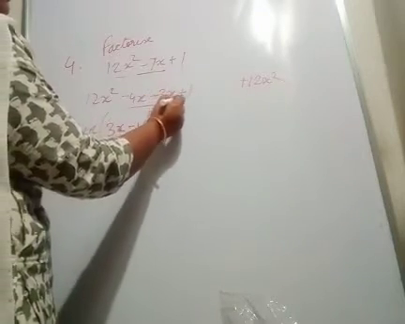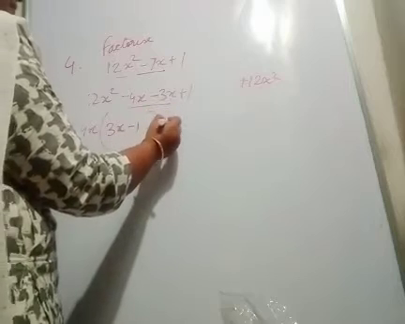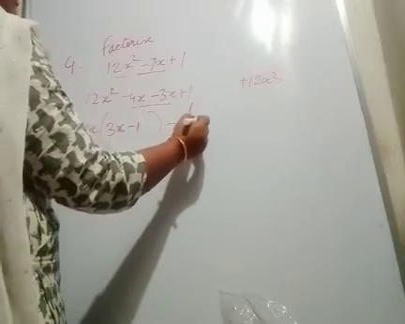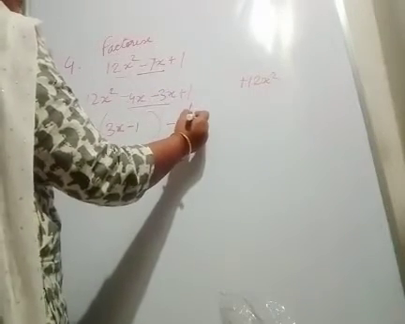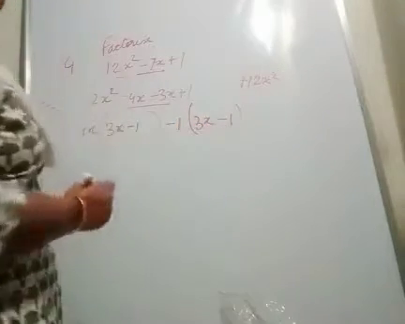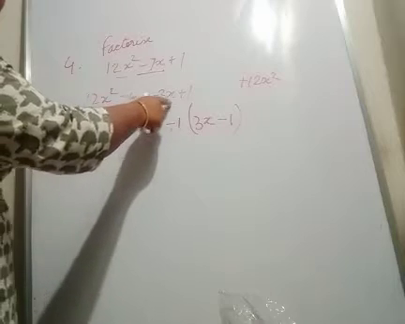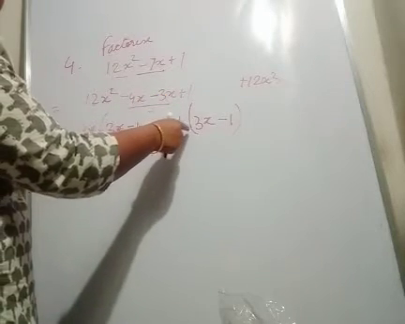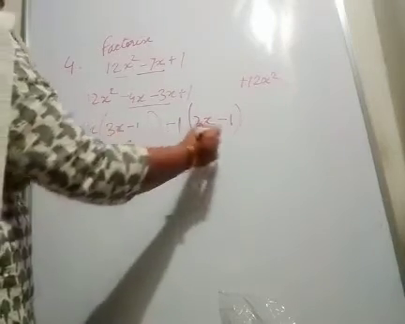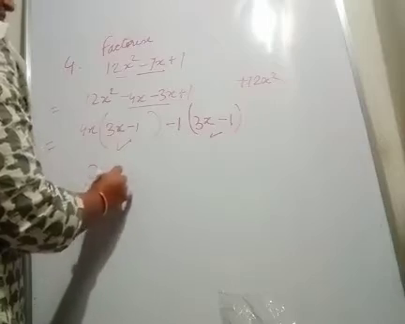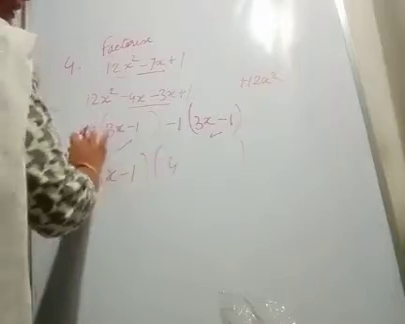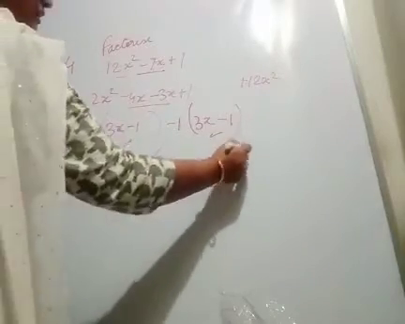Now again from minus 3x plus 1, take minus 1 as the common. Then what will remain in the bracket? The 3x minus 1 will remain in the bracket. Okay students, so from minus 3x plus 1 I have taken minus 1 as the common, so that 3x minus 1 will remain in the bracket. Now see, 3x minus 1 is common. So take 3x minus 1 common, and 4x and minus 1 will remain in another bracket.